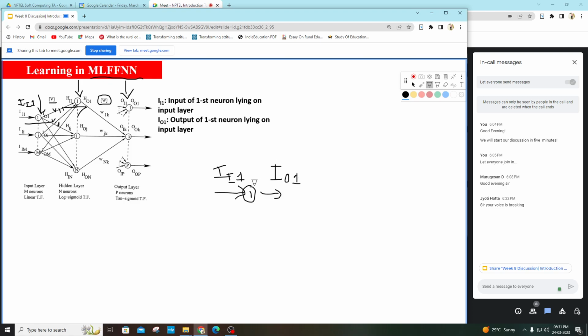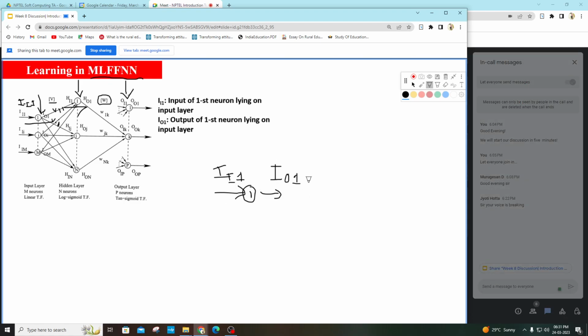Okay, so that is how we basically term the neuron. So this is the information that is coming from the input end, this is the information that is coming out of the neuron, and that is known as output of first neuron in the input layer. Okay, so this is the thing.